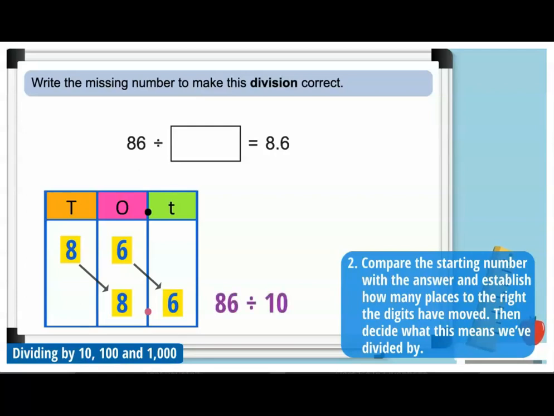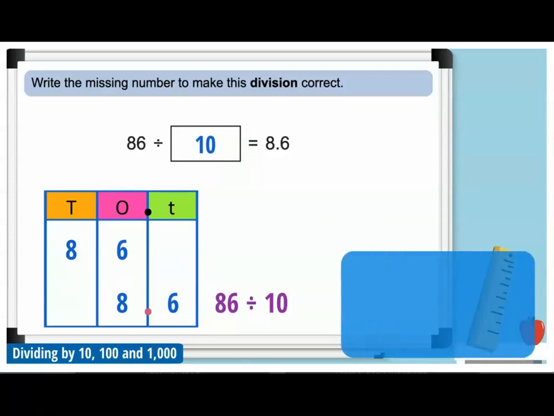Dividing by 10 moves the digits in a number one space to the right. We therefore have divided by 10, and we have found the missing number. Write 10 in the box. 3. Don't forget to check your answer.